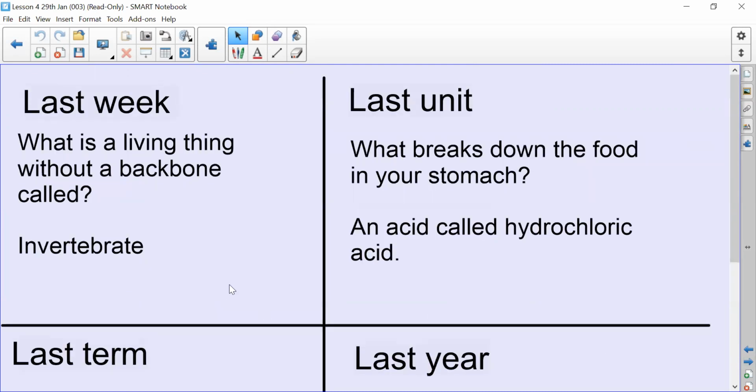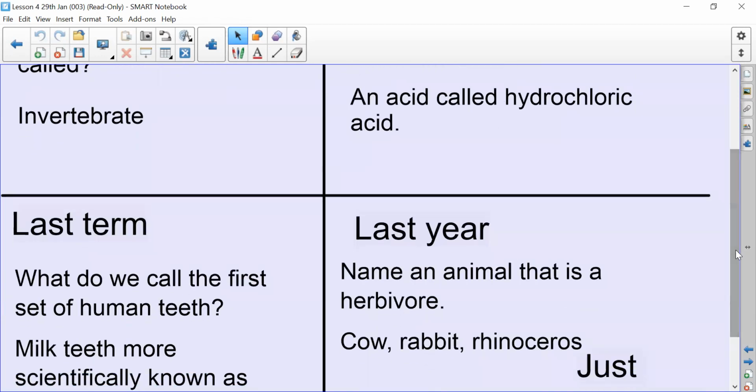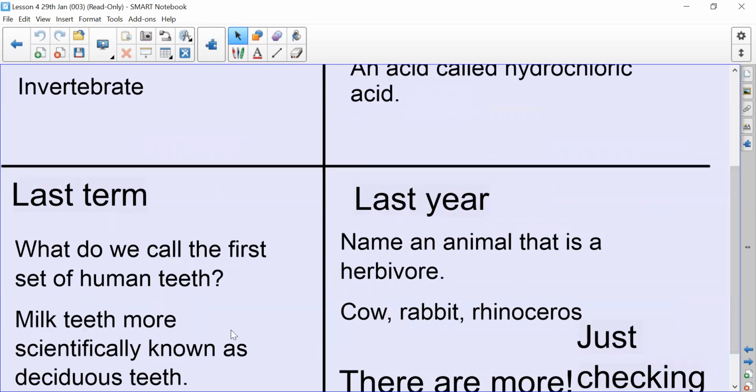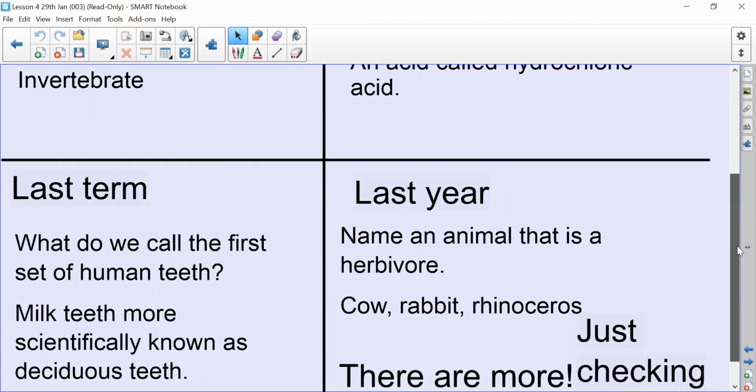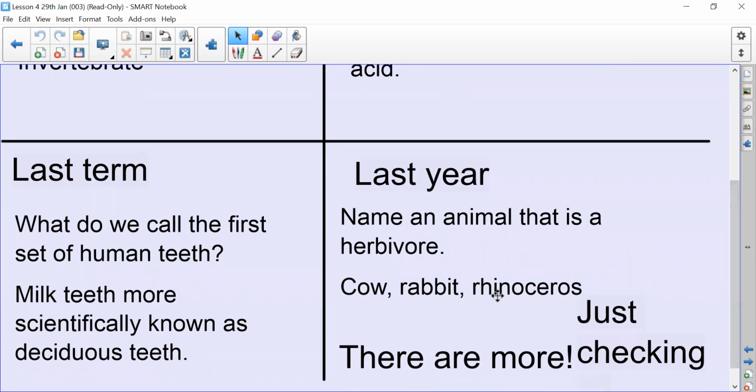Right, did you get it right? An animal without a backbone is an invertebrate. The acid that breaks down the food is called hydrochloric acid. The first set of human teeth are milk teeth, or more scientifically, they're known as deciduous teeth. And an animal that is a herbivore, there are lots of them, but one of them could have been a cow, a rabbit, or a rhinoceros.